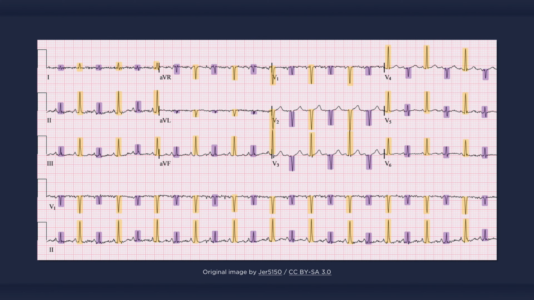Electrical alternans most commonly occurs in patients with a large pericardial effusion. As the heart sways within the fluid-filled pericardial sac, its electrical axis changes, resulting in QRS complexes of varying height. However, it can also occur in patients with other conditions, such as in those with a very fast supraventricular tachycardia.